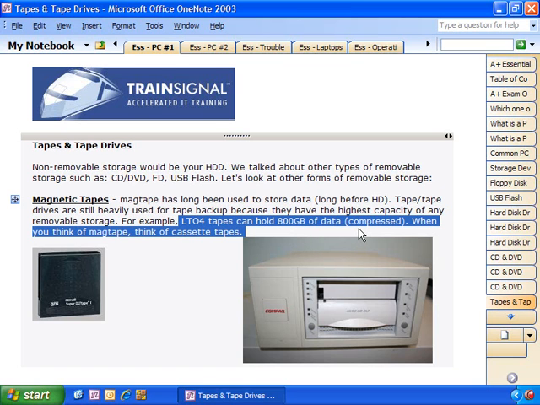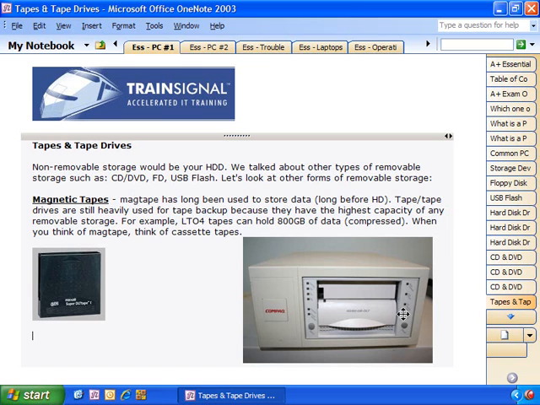Now, when you think of mag tapes, you can also think of old cassette tapes. Those were a form of magnetic tapes. Those magnetic tapes aren't used anymore. But today, LTO tapes are one of the most popular backup tape drive standards for medium and large size businesses.